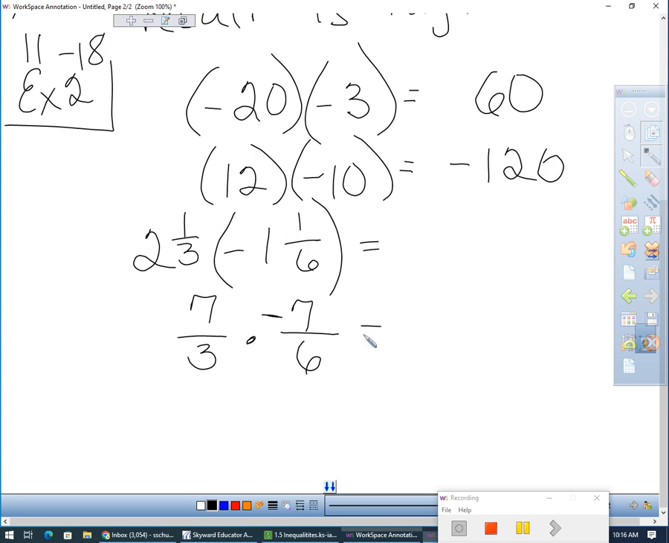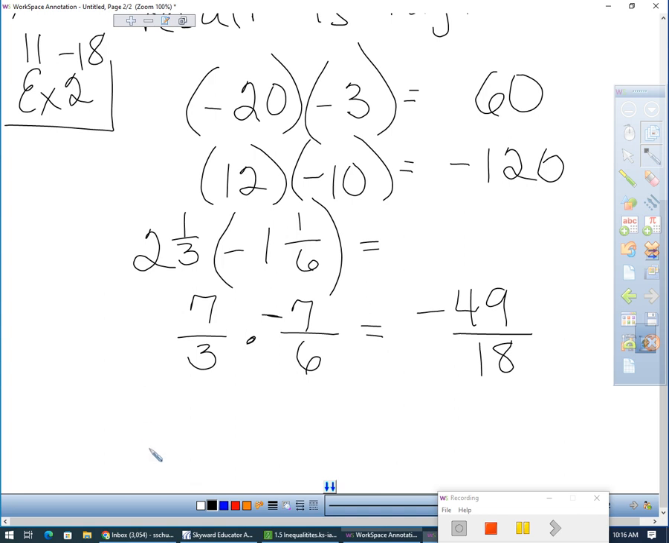Very good. All right, now if we're multiplying fractions, do I got to get a common denominator, or do I look to see if I can cross-reduce? Can I cross-reduce anywhere? So what do I do? Just multiply across. That's it. So 7 times negative 7 is negative 49. 3 times 6, 18. And you're done. Okay?